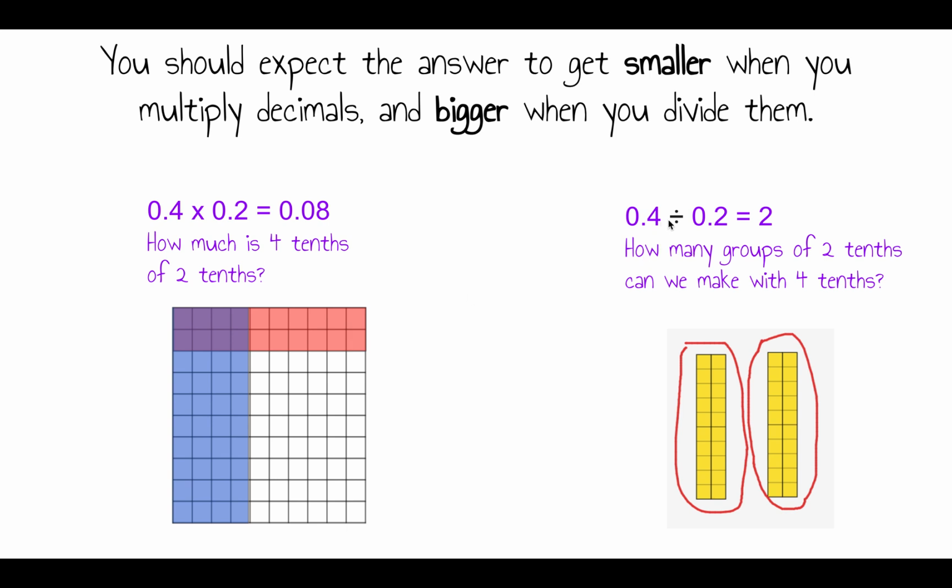Division actually makes your answer get bigger with decimals. For example, if I did 4/10 divided by 2/10, my answer is 2, because I'm asking myself, how many groups of 2/10 can we make with 4/10? Weird, right? But kind of cool.